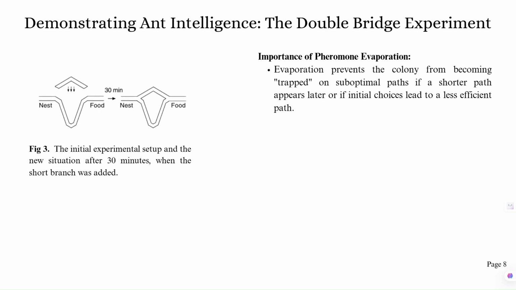Next, we understand the importance of pheromone evaporation. It prevents the colony from becoming trapped on a suboptimal path. Without evaporation, pheromone trails on longer or less efficient paths would persist indefinitely even if better paths become available. Here, figure 3 illustrates the experimental setup when the short branch was added.